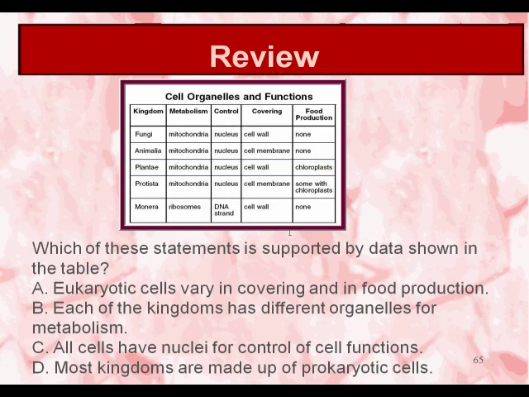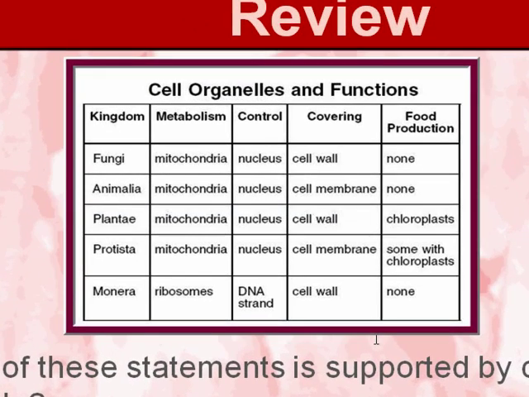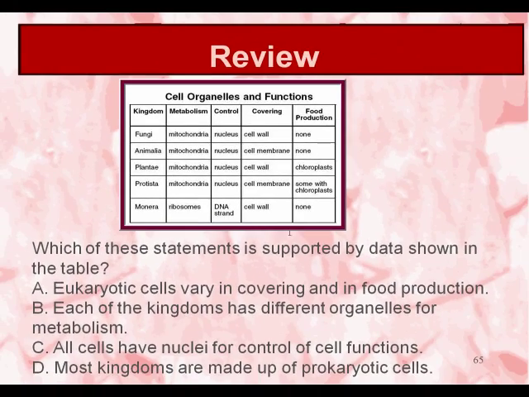Which of these statements is supported by data shown in the table? Let's take a moment to look at the table. Now let's look at our answer choices. Eukaryotic cells vary in covering and in food production. All right, we see changes. Vary means changes, so we see that there are some changes in food production as well as the covering.